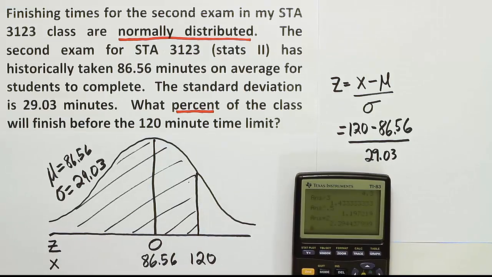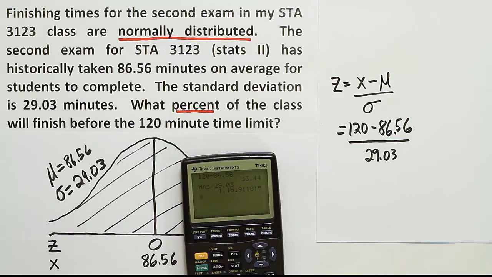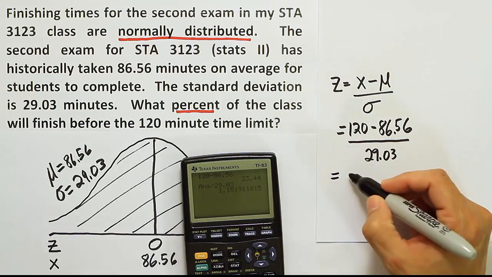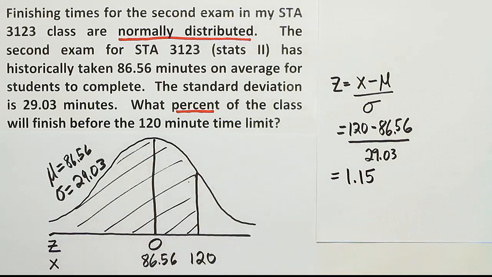Okay, so we'll do 120 minus 86.56, and then divide that by 29.03. And when we're done, we get the answer 1.15. That's rounded off to 2 decimal places, 1.15. And now that's the z-score that we will put here above the 120. So 120 converted into a z-score is 1.15.